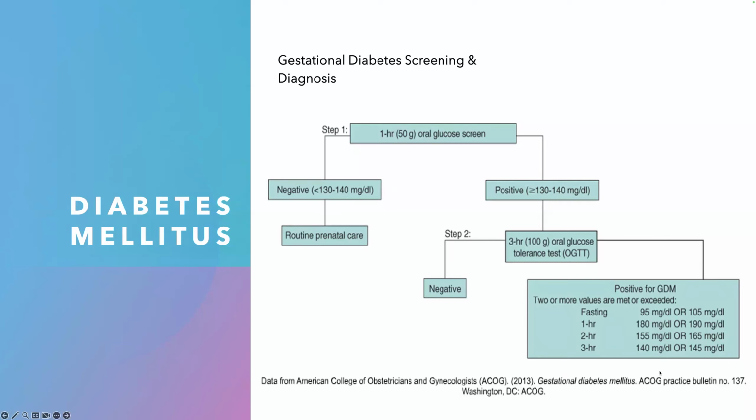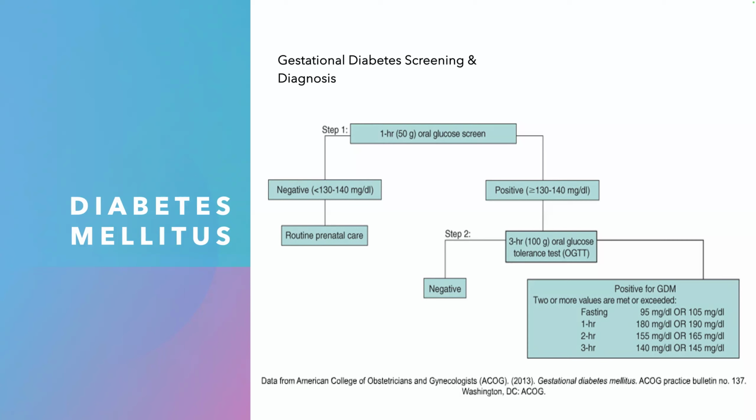So if someone came in and they had a fasting of 100 and they had a 1 hour of 200, but their 2 and 3 hour were normal, because they had 2 abnormals, they would be diagnosed with gestational diabetes. If somebody came in and had a fasting of 96 and everything else was normal, they would not have gestational diabetes, because they only had 1 abnormal.